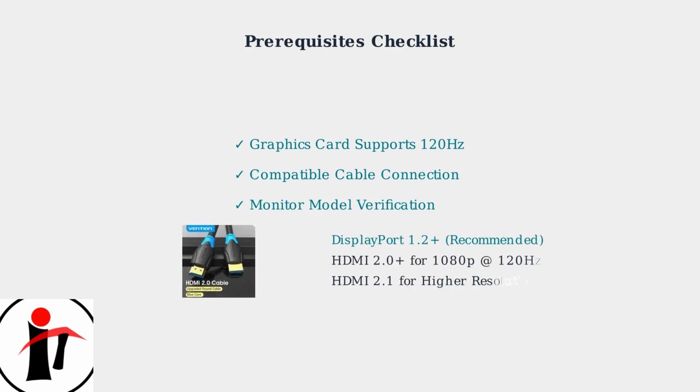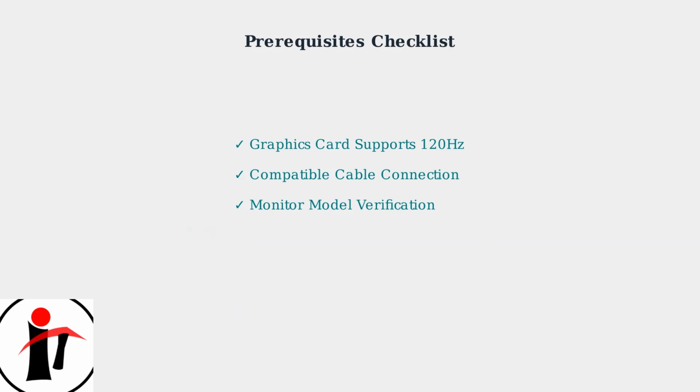Cable selection is critical for 120 Hz operation. DisplayPort 1.2 or higher is recommended for optimal performance. HDMI 2.0 supports 120 Hz at 1080p resolution, while HDMI 2.1 is required for 120 Hz at higher resolutions.